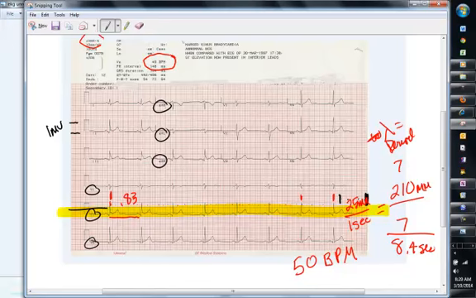We could also find the amplitude of this wave, and they're all pretty much the same. This one looks like the biggest amplitude that I see is from here up to here. So how far is that? That's 10, 11, 12, 13 millimeters. Well, 10 millimeters is 1 microvolt.